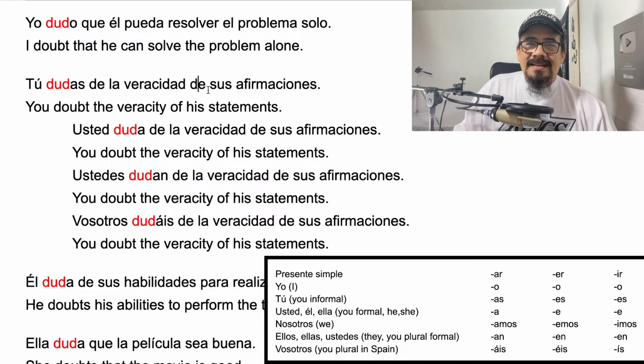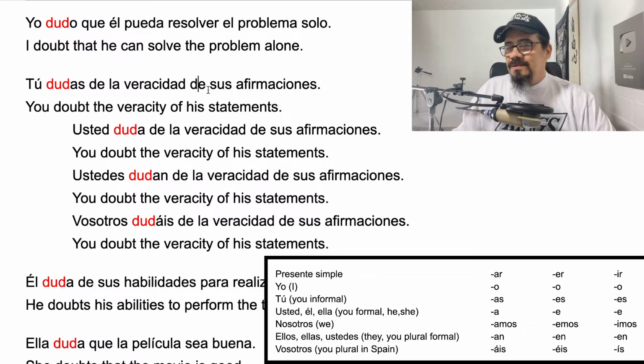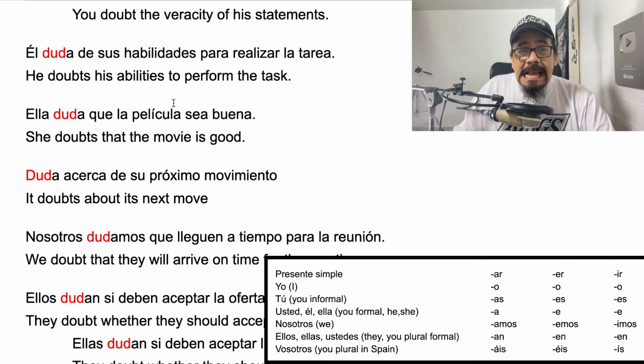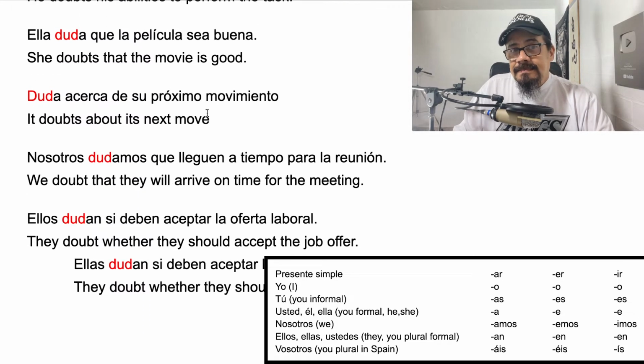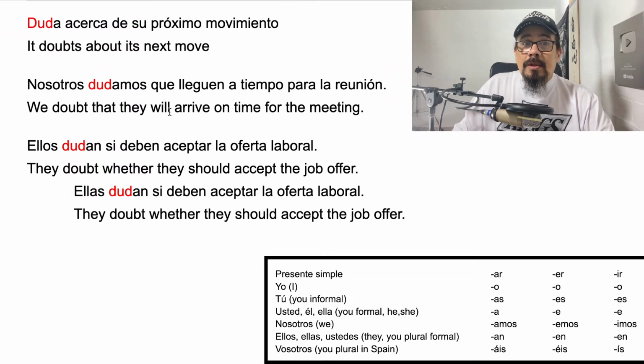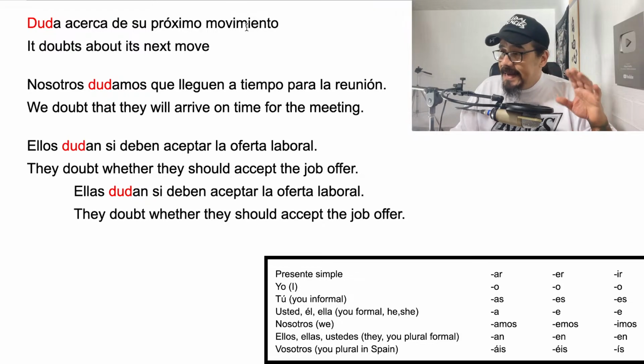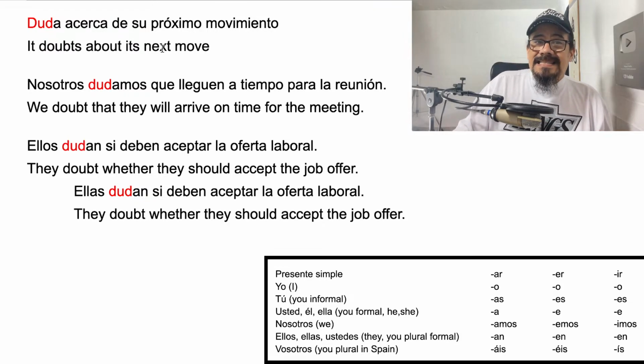But anyways, él duda de sus habilidades para realizar la tarea. He doubts his abilities to perform the task. Ella duda que la película sea buena. She doubts that the movie is good. Duda acerca de su propio movimiento, like an animal. It doubts about its next move.